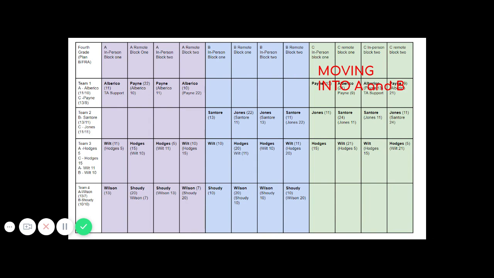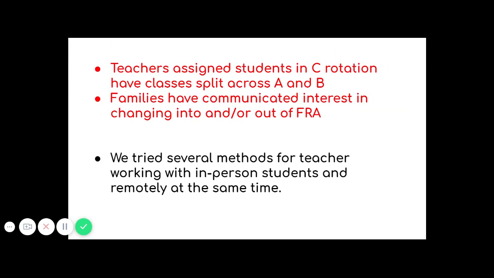Now that the C students are being dissolved into rotations A and B, this plan no longer works for the teaching partnerships as we had originally decided. The teachers who were assigned students in C rotation have had their classes split across rotations A and B. We also have families who have communicated interest in changing into or out of the full remote academy.